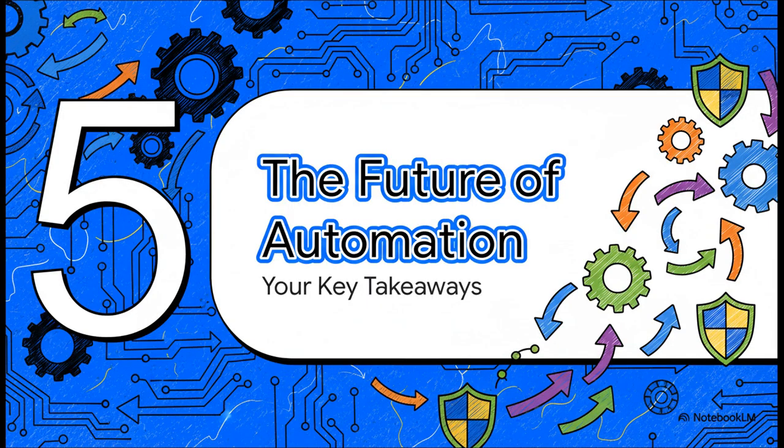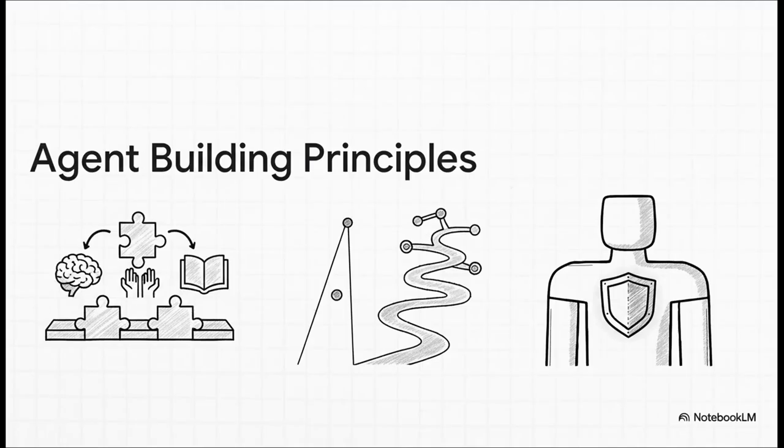Okay, we've covered a ton of ground, so let's bring it all home and boil it down to the core principles you need to remember as you start building these incredible new tools. Here are the 3 big things to take away. First, nail the foundations. Your brain, hands, and rulebook need to be solid from the start. Second, don't over-engineer. Start with a single agent and only build a team if you absolutely have to. And third, and maybe most importantly, build safety in from day one. It is not an add-on. It has to be a core part of your design from the very beginning.